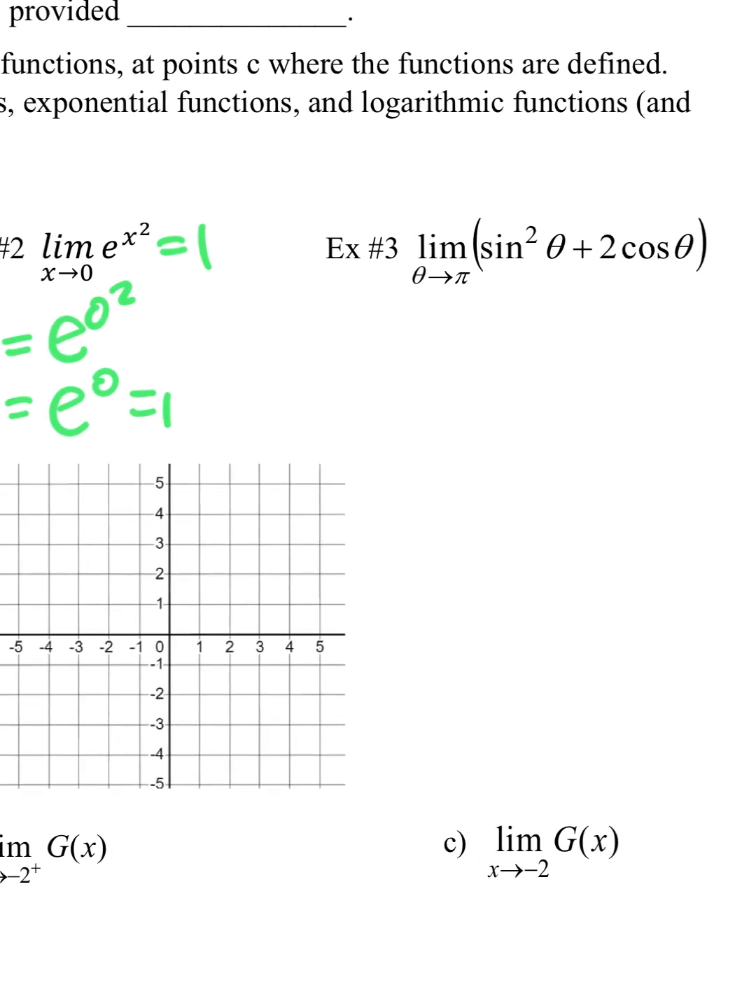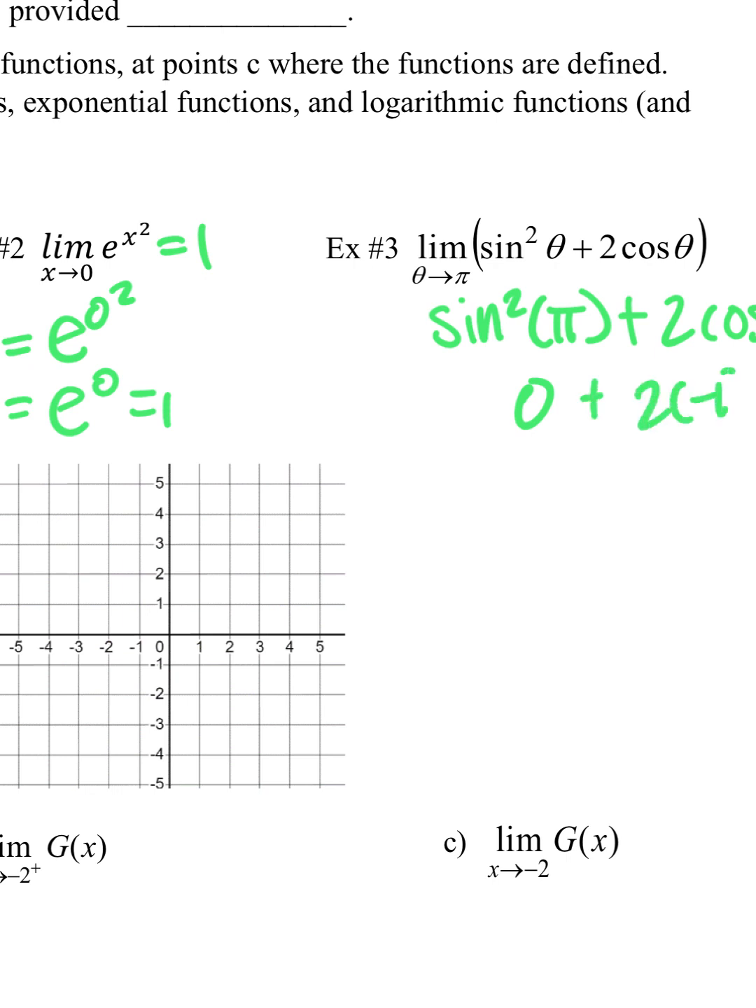Here, sine and cosine, are those both continuous functions? Yeah, do they have any holes or vertical asymptotes? No, so if you add them and multiply them together, you're still not going to have any undefined values, okay? So here we can plug it in. Sine squared of pi, or sine of pi is 0, so 0 squared is 0. Cosine of pi is negative 1. So this is negative 2.